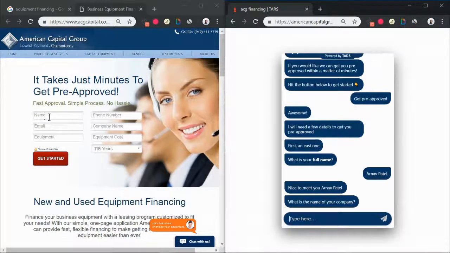Where in the form, it just asks for your name and you type it in. Over here, I give it my name and it says, "Nice to meet you, Arnav. What's the name of your company?" And it just feels more human, it feels more personal, and it feels more engaging. And the end result is, well, it's engagement. The conversational landing page experience feels more engaging.